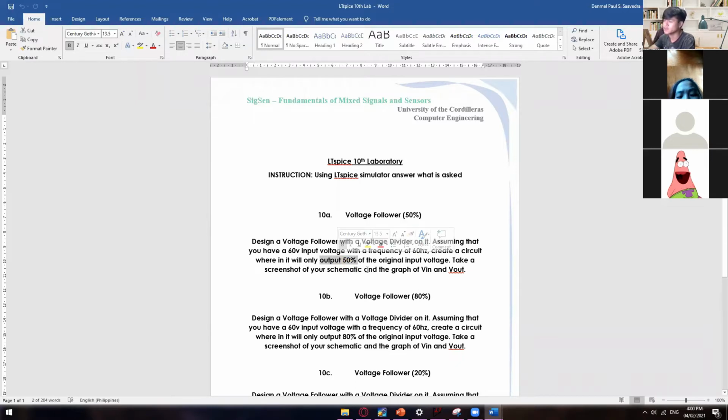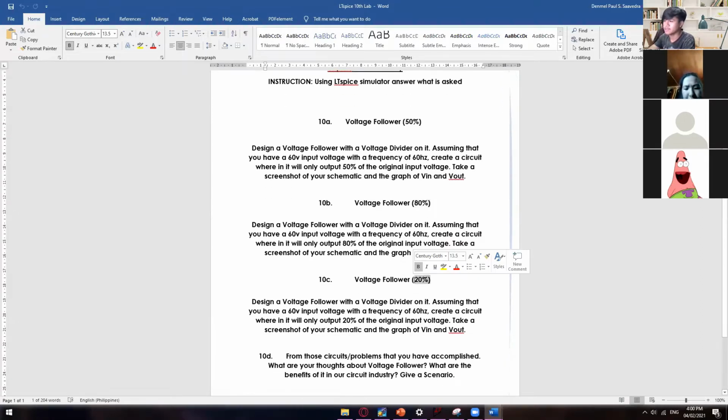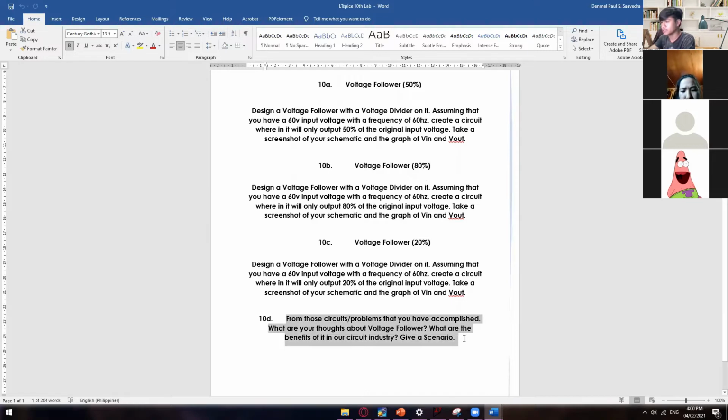I guess this one is super straightforward. So 50% of the original input voltage. Take a screenshot of your schematic and graph of the V in and V out. Okay. So I would like you guys to create a circuit wherein it will only output 50%, 80%, 20%, and then your reflection or conclusion on the circuits that you have accomplished.